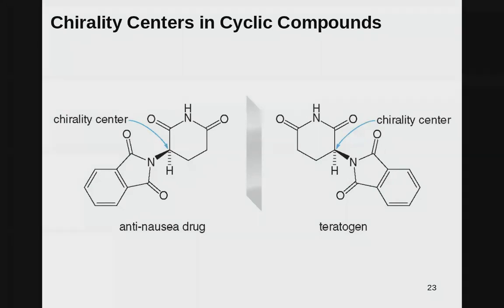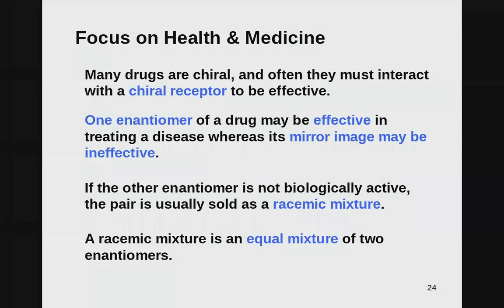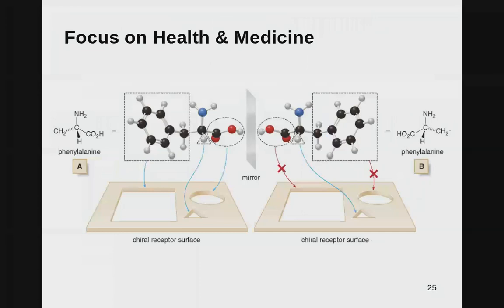Now, one enantiomer of a drug may actually be effective in treating a disease, while its mirror image might be ineffective, and as we saw with thimerosal, was completely damaging, right? It just wasn't doing what it was supposed to. It's kind of an interesting thing. If the other enantiomer is not biologically active and the other one is, it's what we call a racemic mixture, which is a kind of fun word to say. A racemic mixture is typically an equal mixture of the two enantiomers. So let's think about what this looks like.